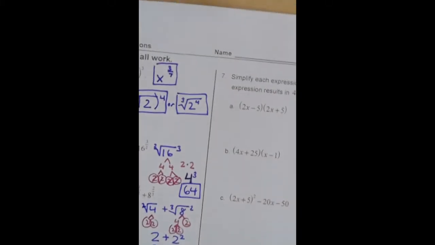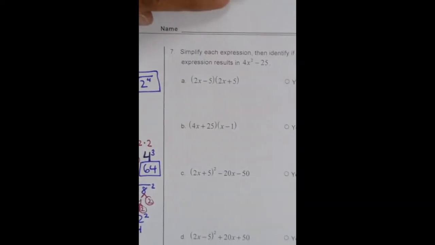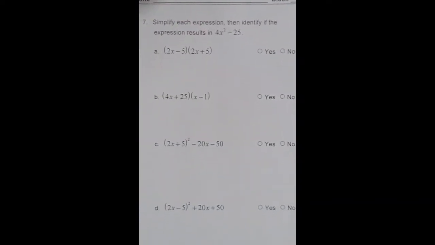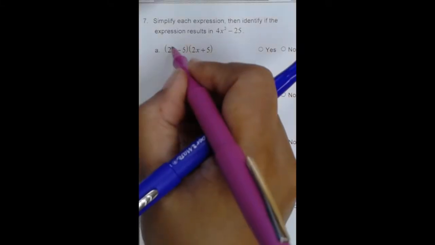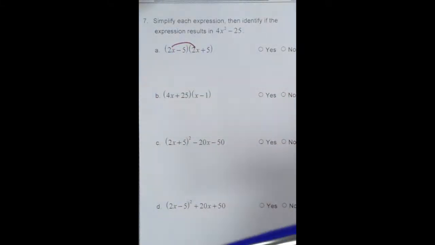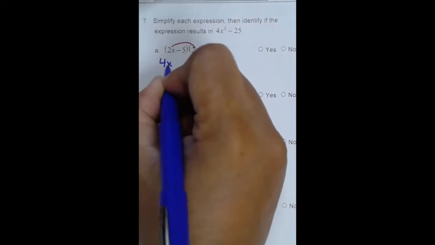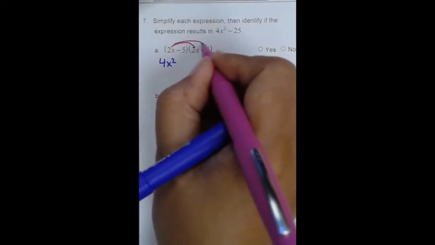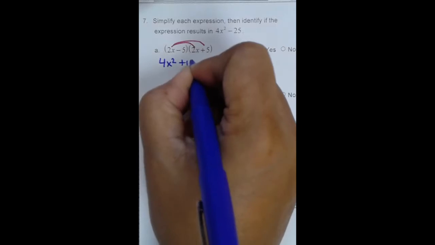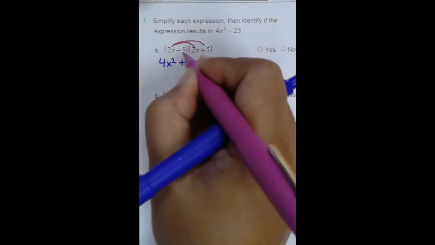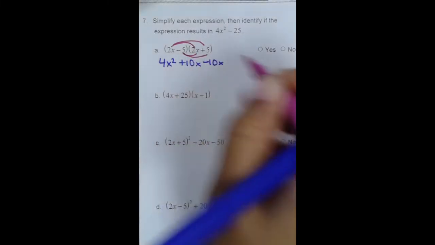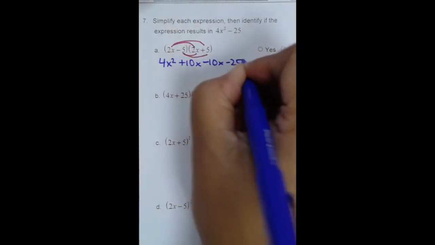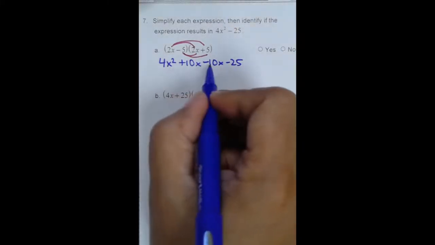Okay. All right, now let's do some simplifying here. When you simplify, you can use the box method, you could use the distributing method. I'm going to use the distributing method. I'm going to multiply this 2x to each one. 2x times 2x is 4x squared. 2x times 5 gets you a positive 10x. A negative 5 times 2x is a negative 10x. And then a negative 5 times 5 is a negative 25. Now I'm going to add this together. These are like terms.